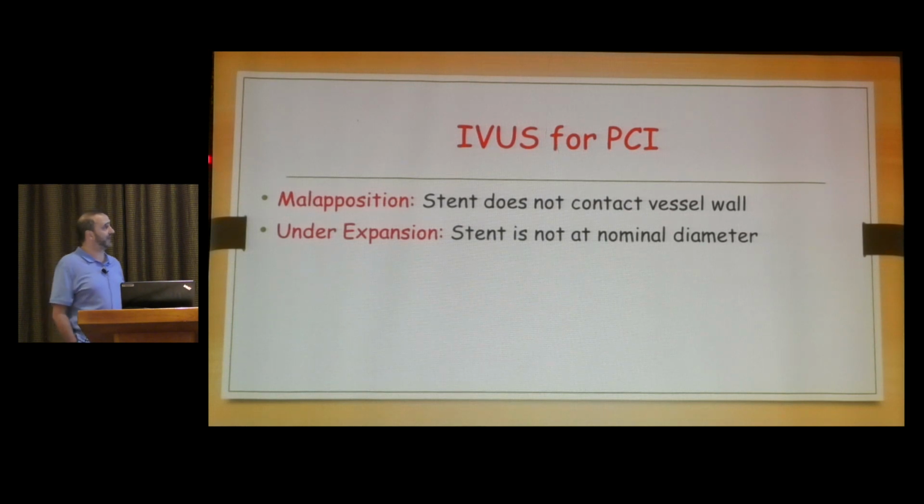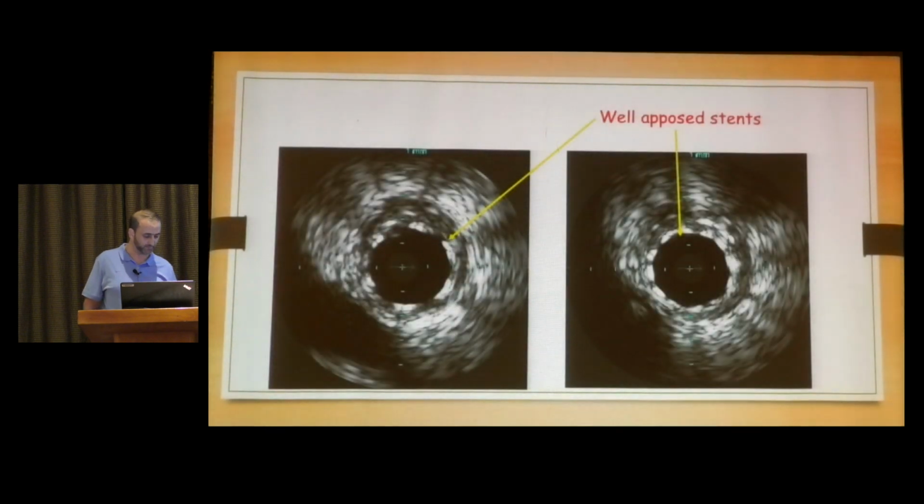There are two terms when we come to stent and IVUS: malapposition and underexpansion. Malapposition, stent does not contact the vessel wall. Underexpansion, stent is not at a nominal diameter, was not fully deployed at the nominal diameter, and we always recommend for our fellows to go even higher than the nominal diameter to make sure that your stent is fully expanded.